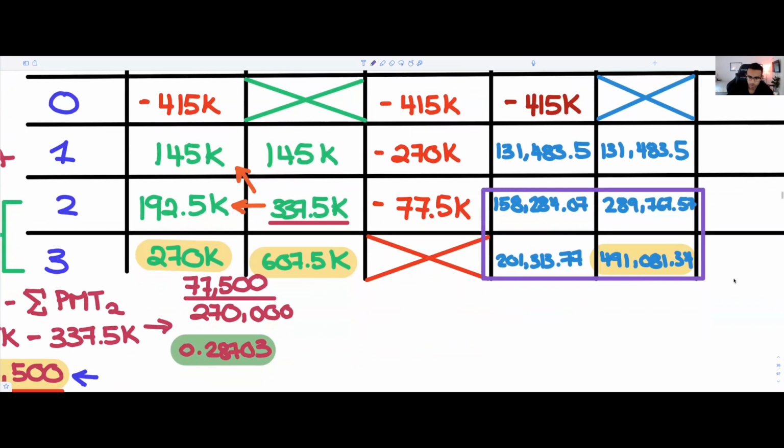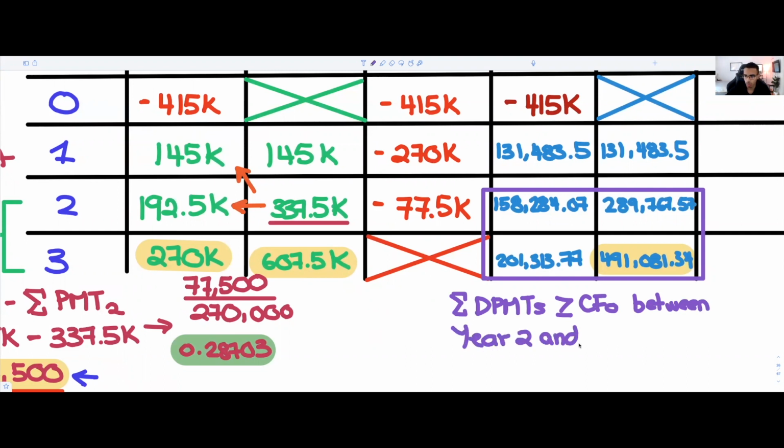that our sum of our discounted payments will be greater than CF0. I guess greater than or equal to, because both those statements hold between year 2 and 3.